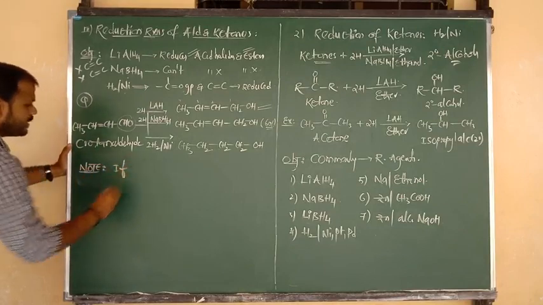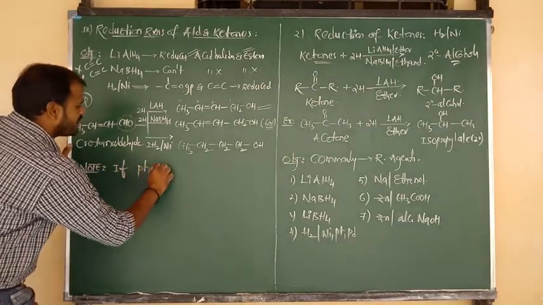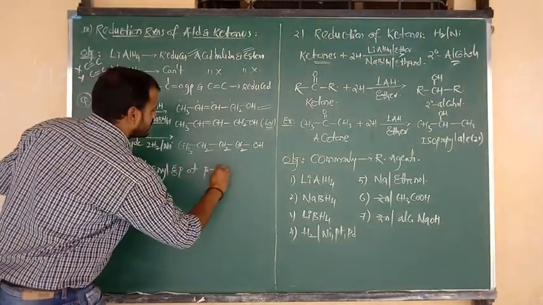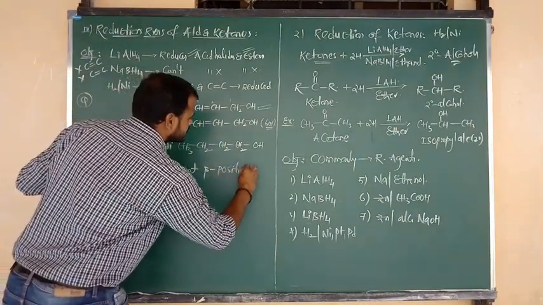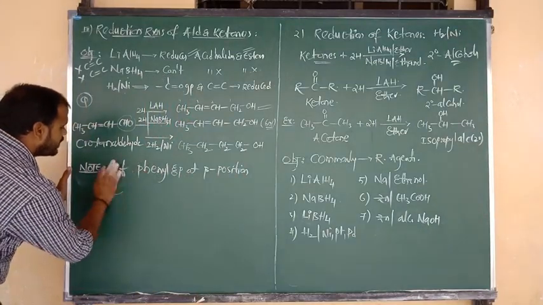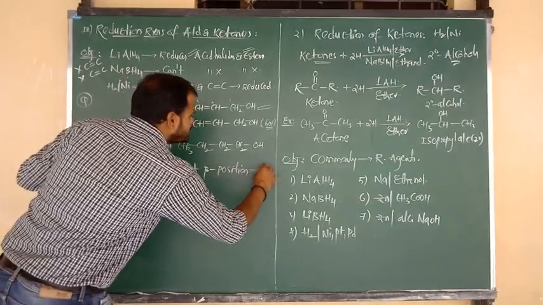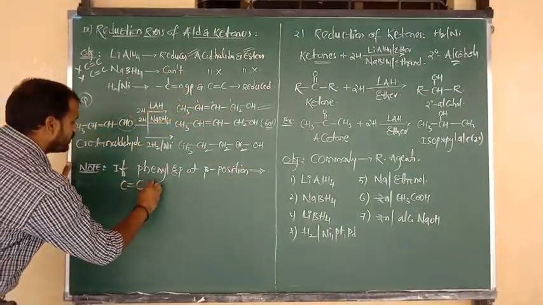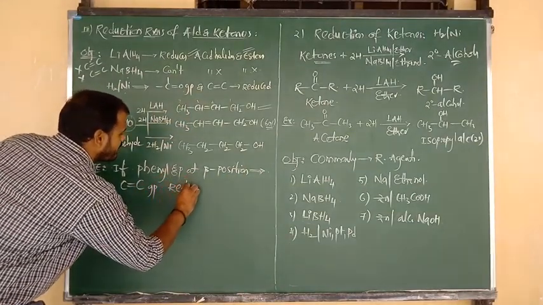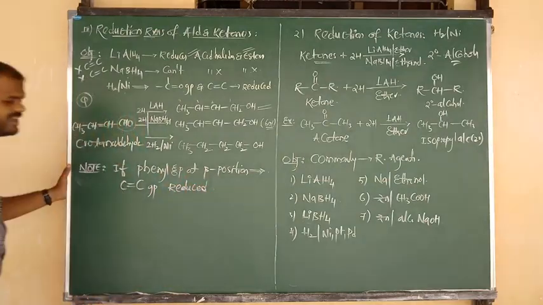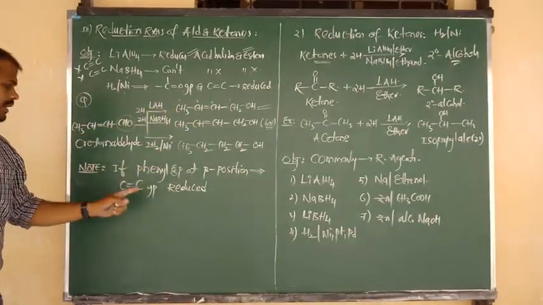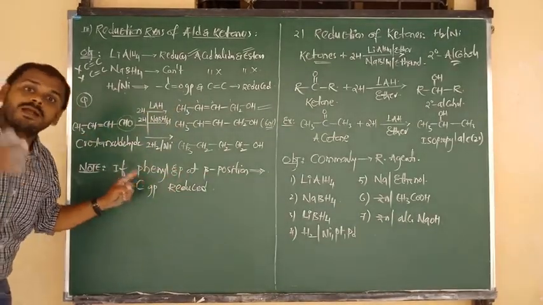The note point is, if a phenyl group, nothing but C6H5 or benzene ring, is at the beta position, then the C=C double bond can be reduced. इस डबल बॉन्ड भी यहाँ पर रिड्यूस हो जाते हैं. Okay, so generally lithium aluminum hydride cannot reduce the double bond, but in the presence of a phenyl group at beta position, the double bond will be reduced.